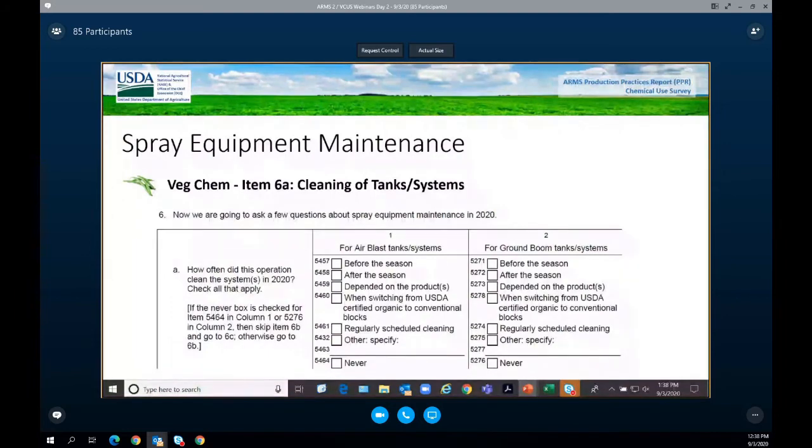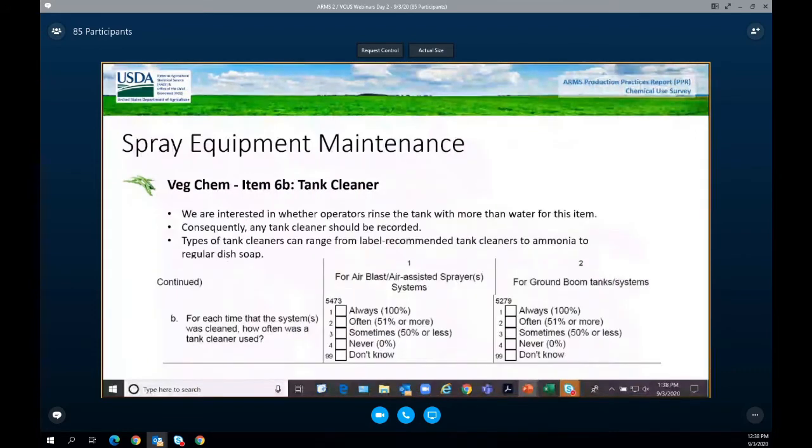Some growers who may grow both conventional and organic produce may have to switch between those blocks. Some have a regularly scheduled cleaning, like once a week. Some people may clean every single time they use the system. That certainly would be ideal. But we're trying to get a sense of what their practices are.